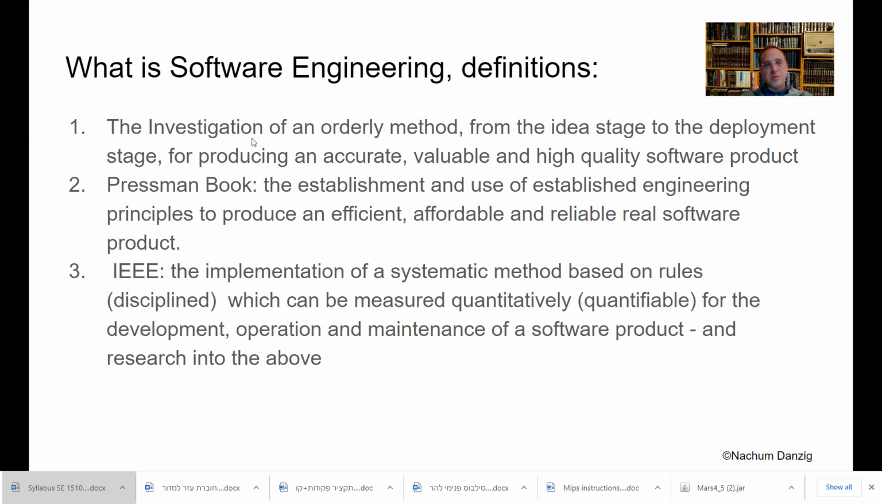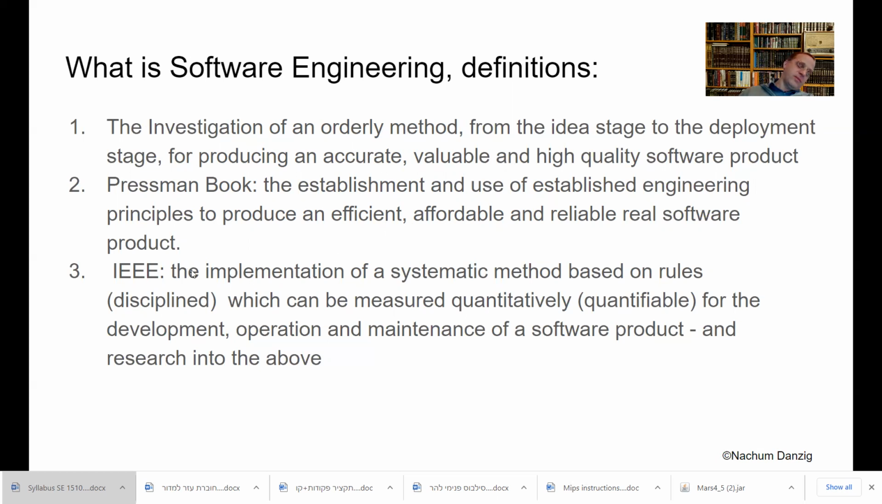Now, the Pressman book says it is the establishment and use of established engineering principles to produce an efficient, affordable, and reliable software product. So that's also true. You should use some kind of engineering principles to produce that good product. There should be some principles. Well, if you're investigating, you're going to find some principles, presumably.